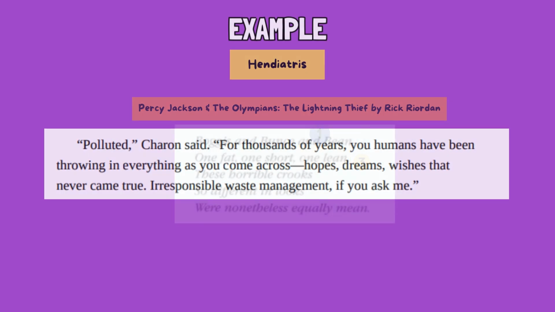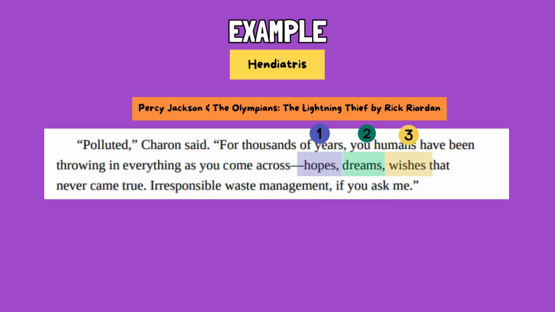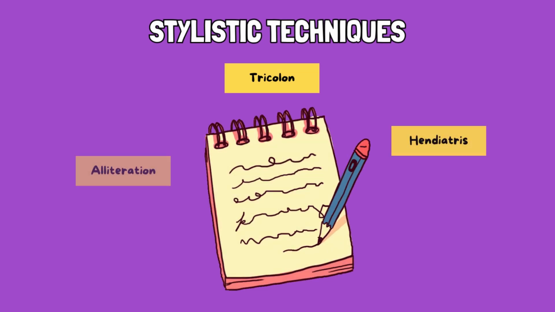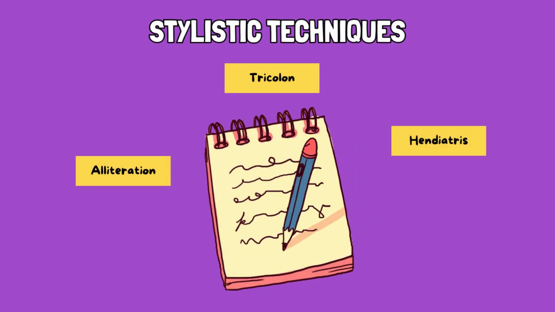And finally, hendiatris is a phrase using 3 words to express one idea. For example, in Percy Jackson, the Lightning Thief book, one of the characters mentions hopes, dreams, wishes in their dialogue. This is an example of hendiatris because it uses 3 words to express a single concept, aspirations or desires. By combining these 3 related ideas, the phrase emphasizes the importance and depth of the character's feelings without needing to elaborate further. All 3 of these techniques work because they create rhythm and make phrases easier to remember.